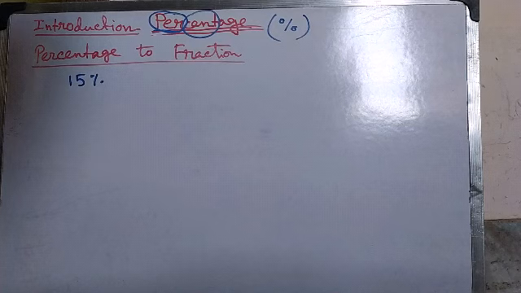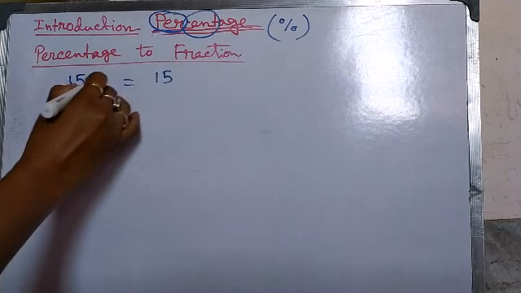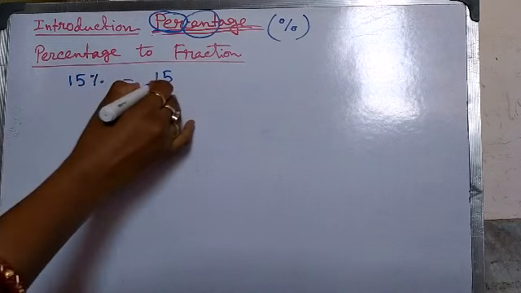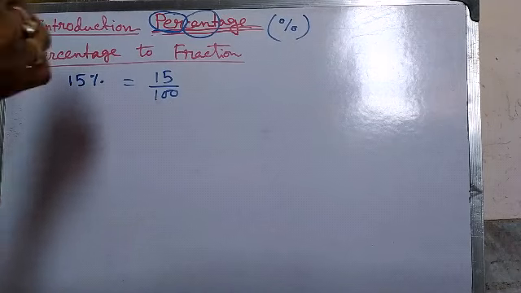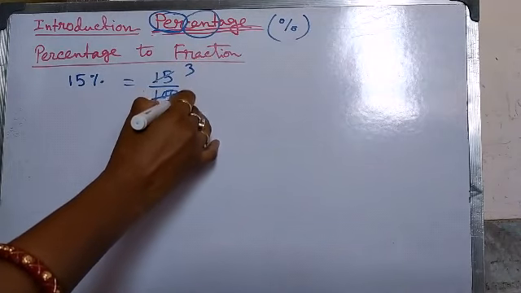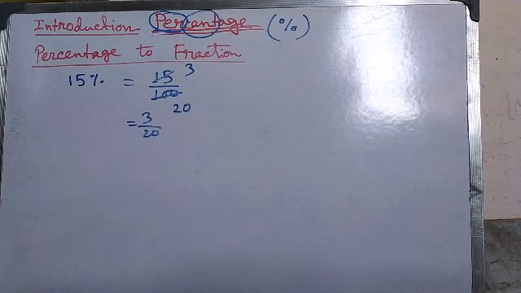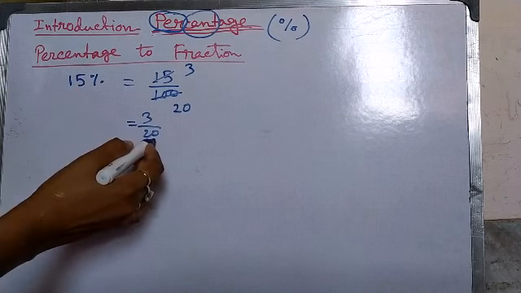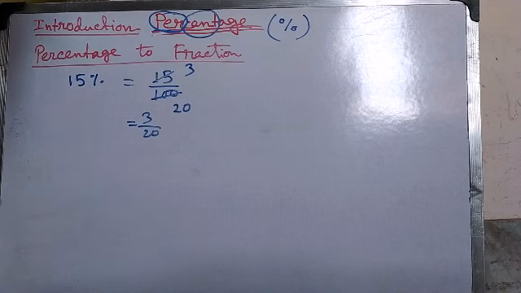Now I will discuss percentage to fraction, how to convert. Suppose 15% is given. So percent means divided by 100. So 15 divided by 100. Now we have to make it in simplest form. So by 5 we can cut it. 5 3s are 15 and 5 20s are 100. So it will be 3 by 20. That's the answer, 15% means 3 by 20.